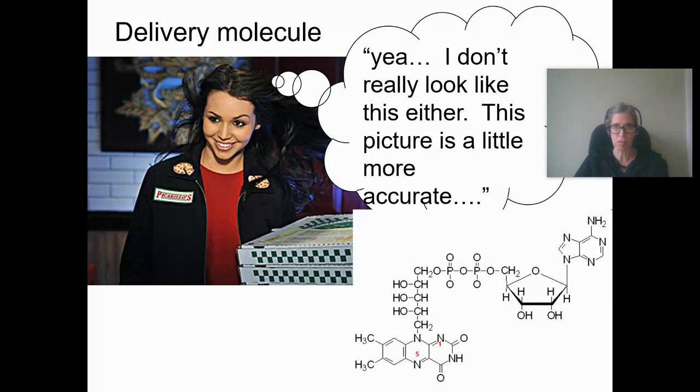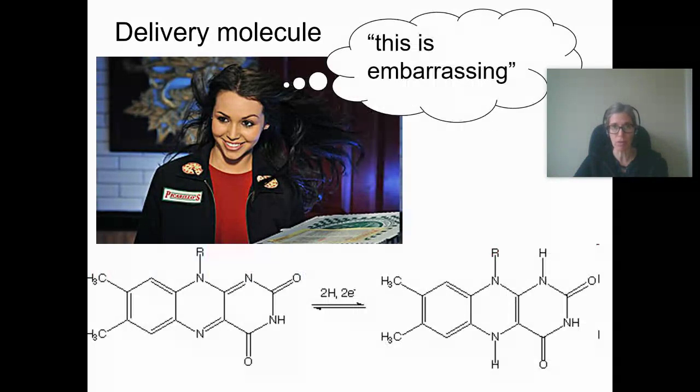This is what she really looks like. You don't need to memorize that, although it should look a little familiar, right? You've got the sugar, you've got the phosphate, you've got the base. So it should look a little bit familiar as to something that we studied, but what I really want you to know is that they're delivery molecules. So for example, with her, if I gave you this picture, I would want you to be able to spot this spot right here where there's an extra hydrogen, right?